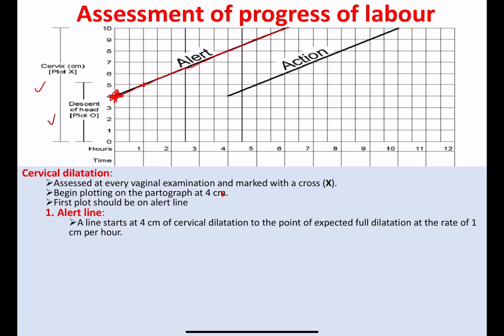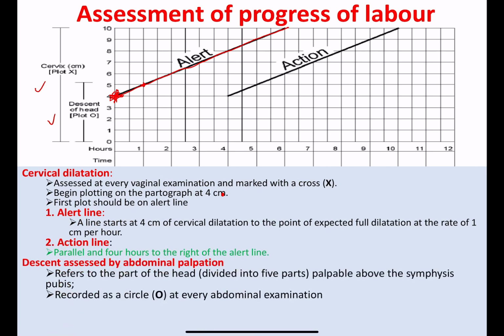Alert line. Alert line means we need to be alert because the patient is already in the active phase of labor, so we need to get ready for the delivery and get prepared for all the necessary things that are required during the time of delivery, right? So the alert line is telling us that the patient is in the active phase of labor. The line starts at 4 centimeters of cervical dilatation and goes to the point of expected full dilatation at a rate of 1 centimeter per hour. So we expect the dilatation of the cervix after 4 centimeters to increase 1 centimeter per hour and reach 10 centimeters in that exact time duration.